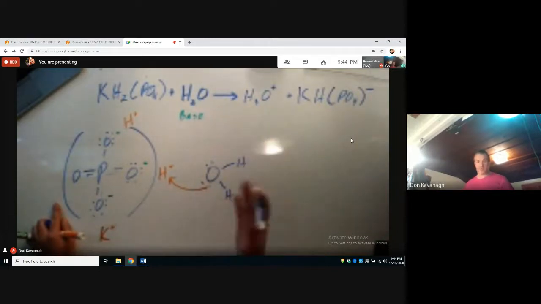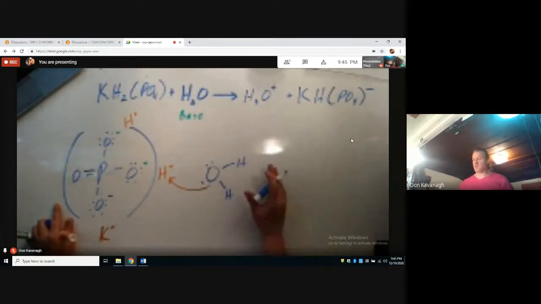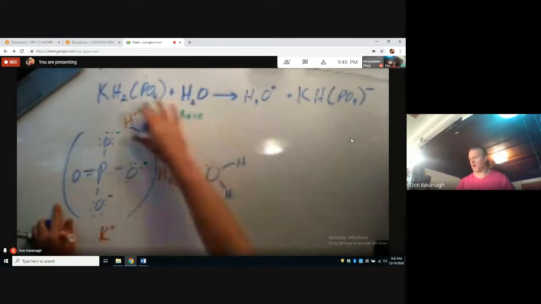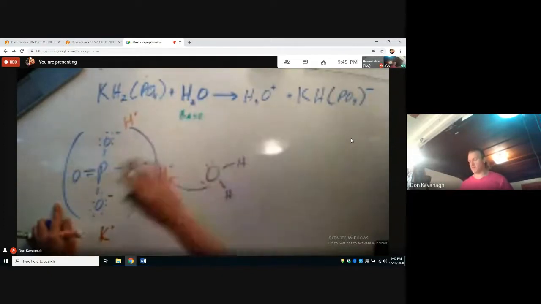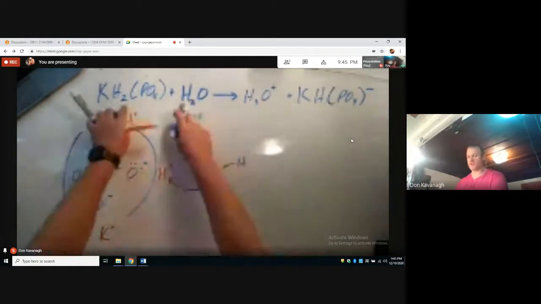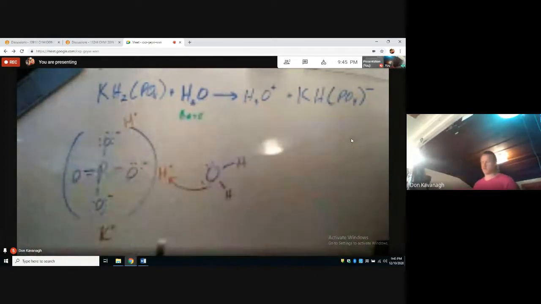The opposite would be true if water was acting as an acid. It would be donating one. In the balanced chemical reaction, conservation of mass is upheld: 4 hydrogens on each side, 5 oxygens, 1 potassium. Overall, this side of the equation is neutral. Overall, this side of the equation is neutral.